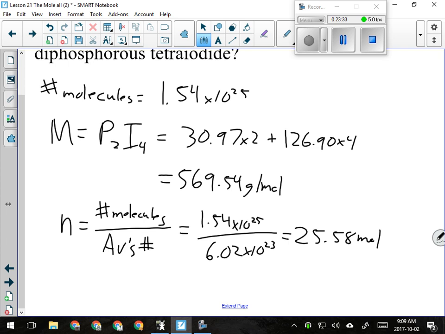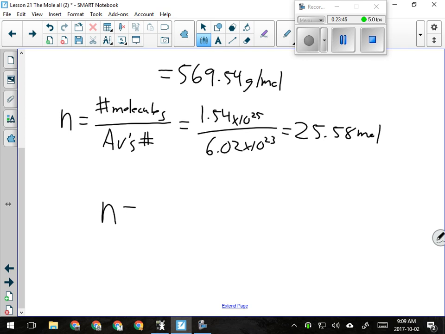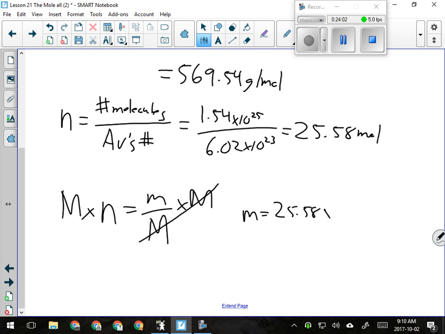All right, now I know N, and I know big M. Can I calculate little m? Yes. Do I still need to manipulate the mole equation? Yes, I do. So N equals little m over big M. I'm going to multiply both sides by big M, because now I'm solving for little m. So little m is going to be 25.58 moles multiplied by 569.54 grams per mole. I'm just taking N and multiplying by big M now.